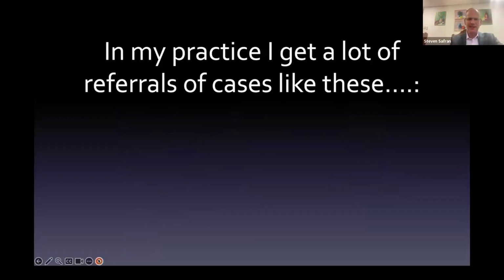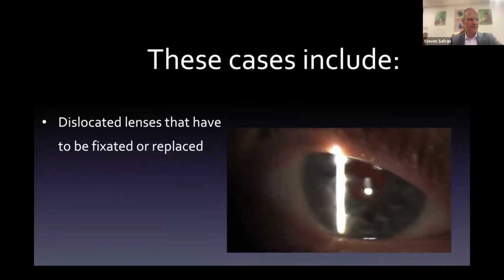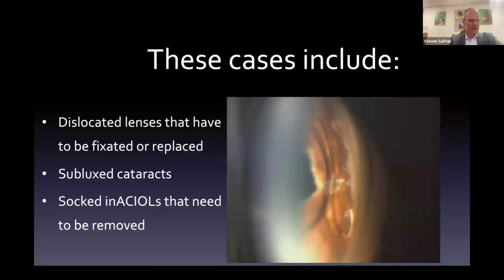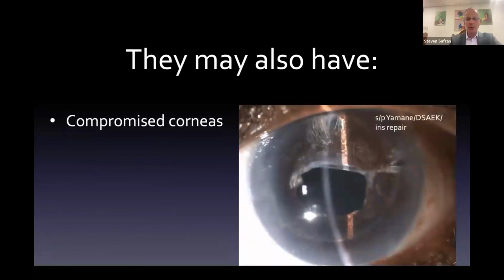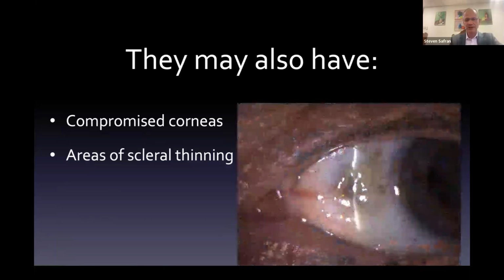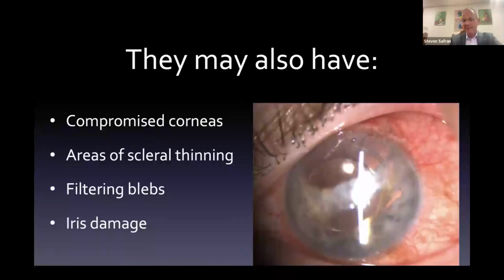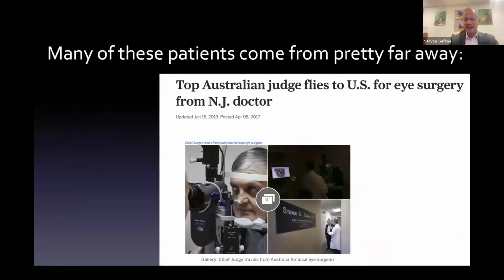Now, in my practice, I get a lot of referrals for cases like these. These cases include dislocated lenses that have to be fixated or replaced, sublux cataracts, socked-in anterior chamber lenses that need to be removed, and they may also have compromised corneas, areas of scleral thinning, filtering blebs I have to work around, and iris damage that needs to be repaired. So, there's a lot of things that have to be assessed.